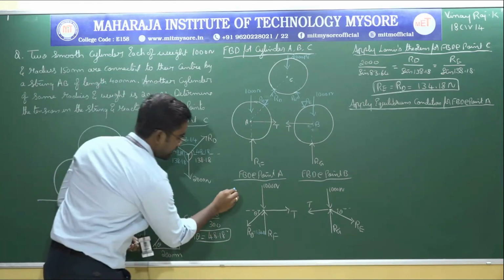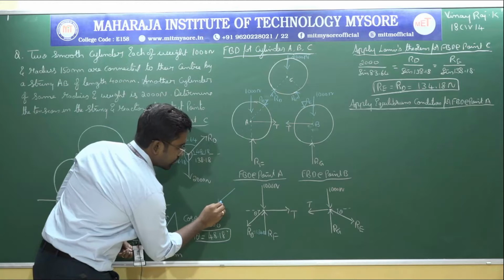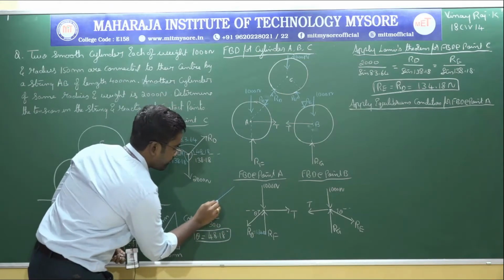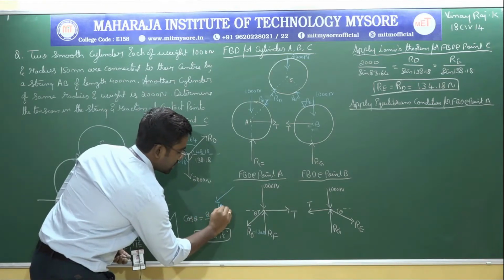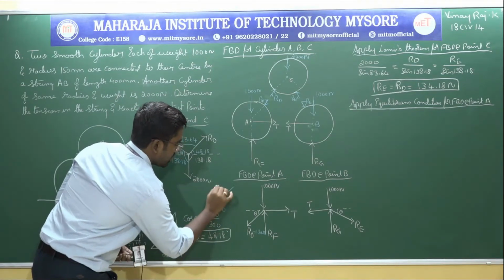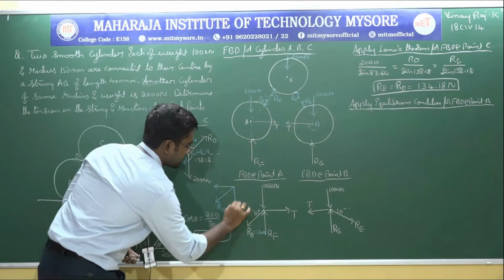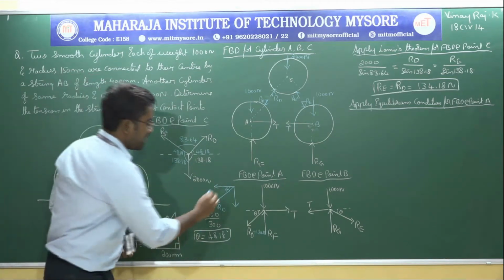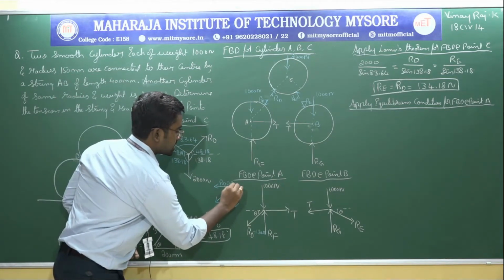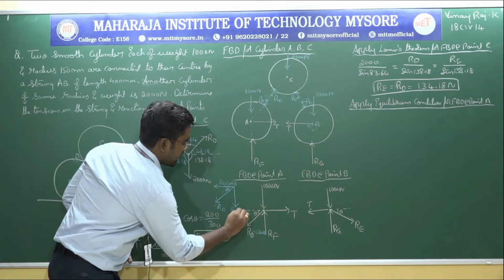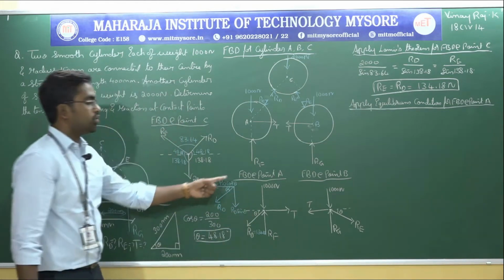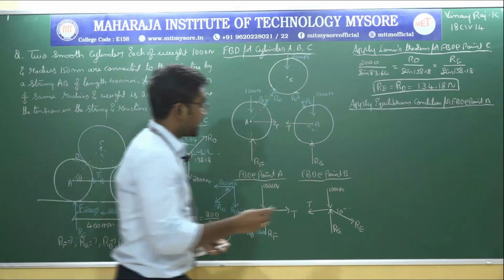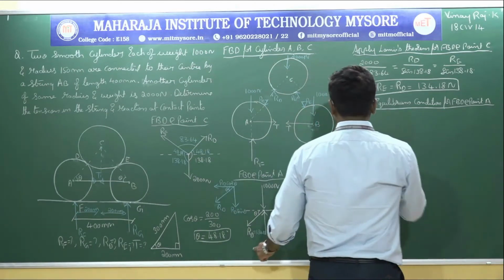If I resolve the inclined force here, this will be RD. This will be the x component, this will be the y component, and this is the angle theta. So the x component will be equal to RD cos theta, and this will be RD sin theta. I know the value of RD, I know the value of theta, right? Now let us apply the condition and then substitute these things.